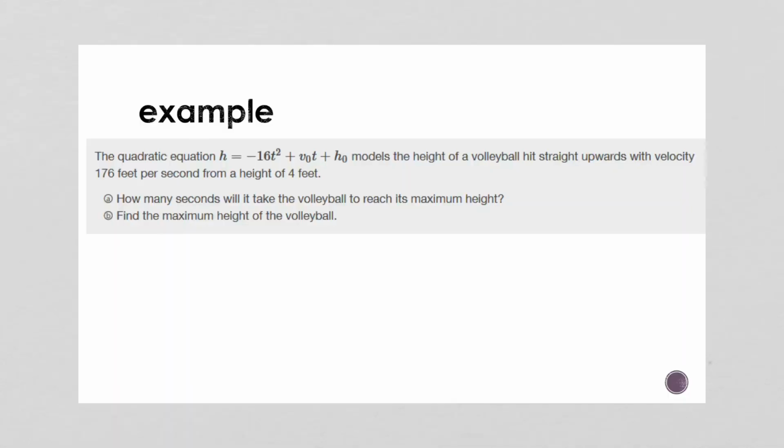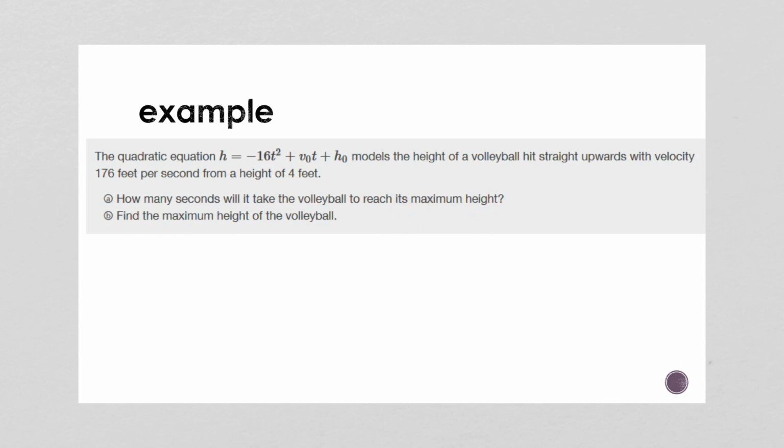All right, so last problem. Let's see here. So it says the quadratic equation h is equal to -16t squared plus our initial velocity times t plus our initial height models the height of a volleyball hit straight upwards with the velocity of 176 feet per second from a height of 4 feet. How many seconds will it take the volleyball to reach its maximum height?